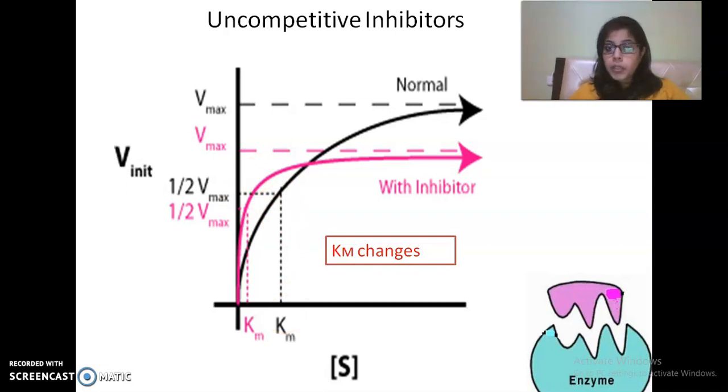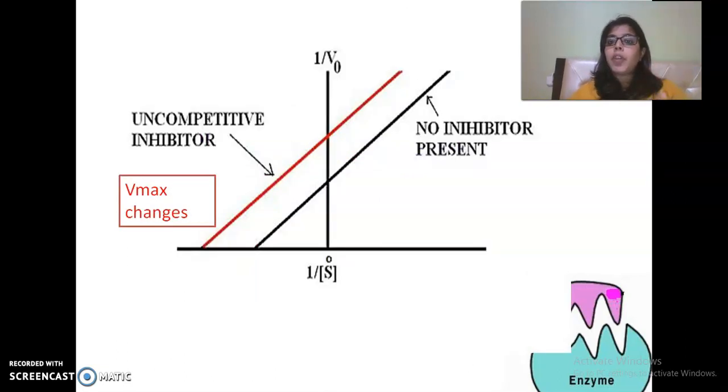So from the Michaelis-Menten curve, I can see that my Km changes, and from the Lineweaver-Burk plot, I can see that both the normal curve as well as the inhibitor curve do not intersect each other, which means Vmax is changing as well as Km is changing. So in competitive inhibition, what had happened? My Km was increasing when Vmax was unaltered. In non-competitive inhibition, my Vmax was changing and Km was unaltered. And what happens here? Both Km and Vmax are changing.